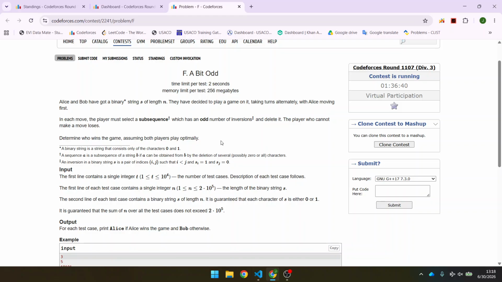Alice and Bob have got a binary string s of length n. They have decided to play a game on it, taking turns alternately, with Alice moving first. In each move, the player must select a subsequence with an odd number of inversions and delete it. The player who cannot make a move loses. Determine who wins the game, assuming both players play optimally.